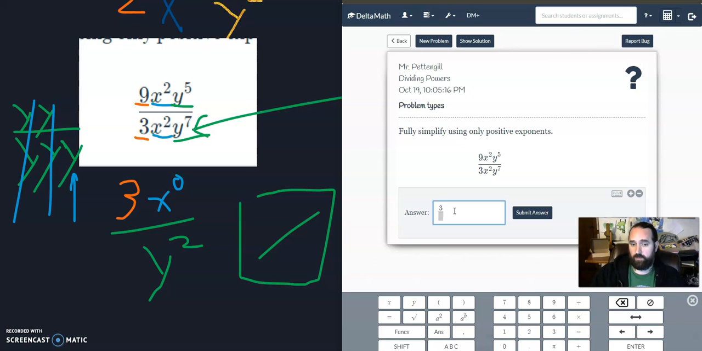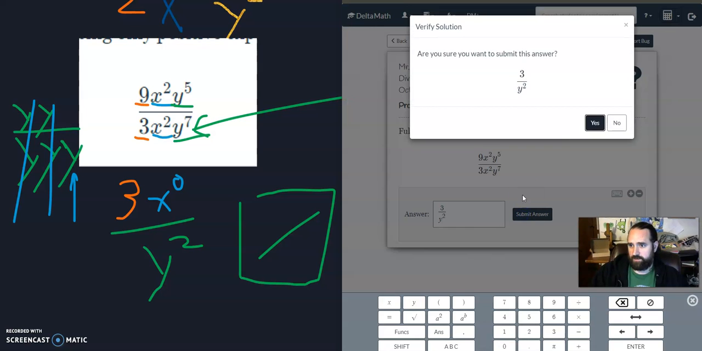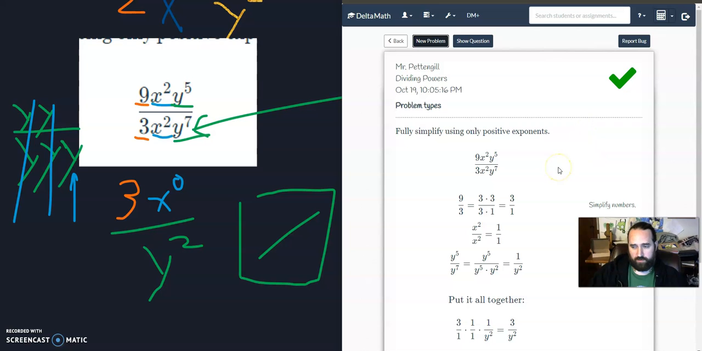So I have a 3 in my numerator times x to the 0, that's 1, so it's just 3. My denominator is going to be y to the 2nd. Submit my answer. Yes, beautiful.